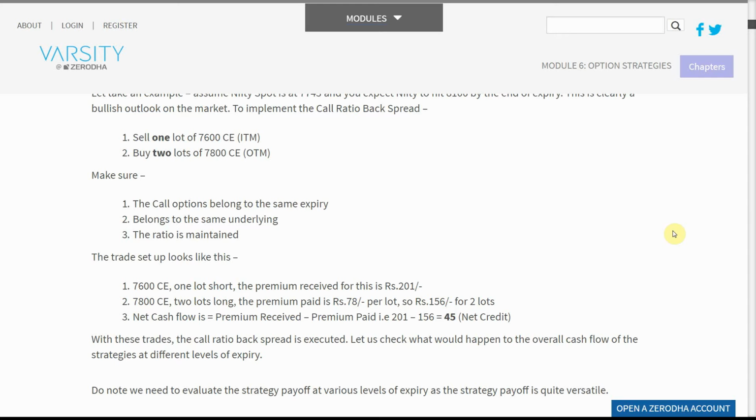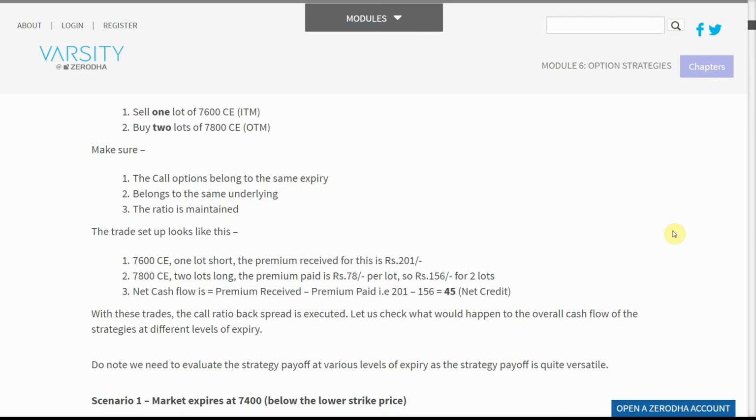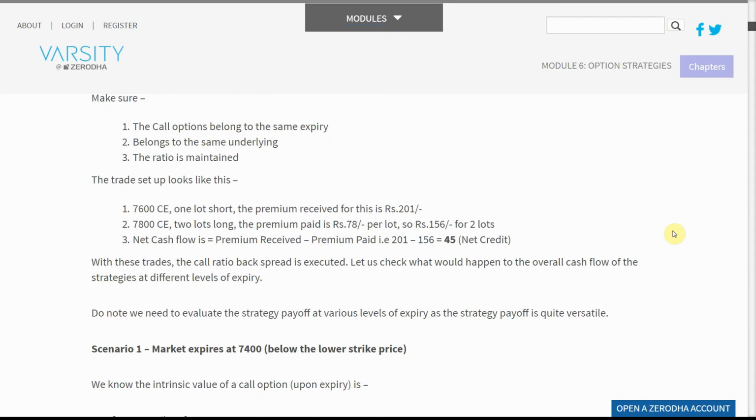7,600 CE, 1 lot short. The premium received for this is 201 rupees per lot. 7,800 CE, 2 lots long. The premium paid is 78 rupees per lot, so 156 rupees for 2 lots. Net cash flow equals premium received minus premium paid, i.e. 201 minus 156 equals 45 net credit. With these trades, the call ratio back spread is executed.